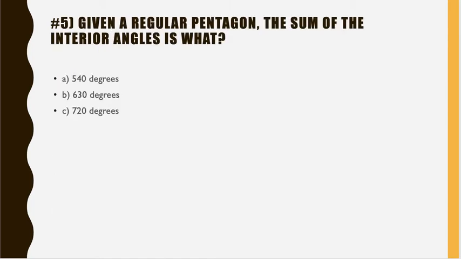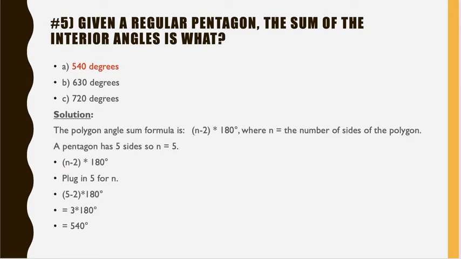Number 5, given a regular pentagon, the sum of the interior angles is what? Answer choice A, 540 degrees. Answer choice B, 630 degrees. Answer choice C, 720 degrees. The correct answer is 540 degrees.